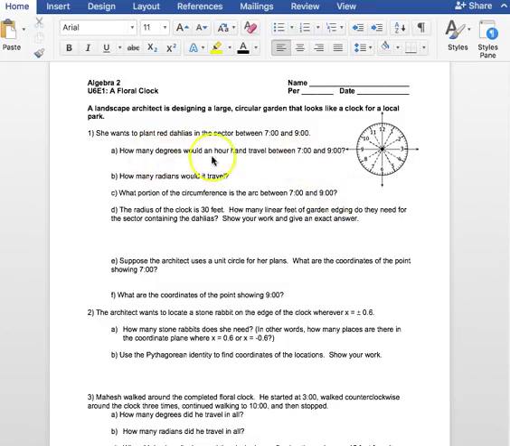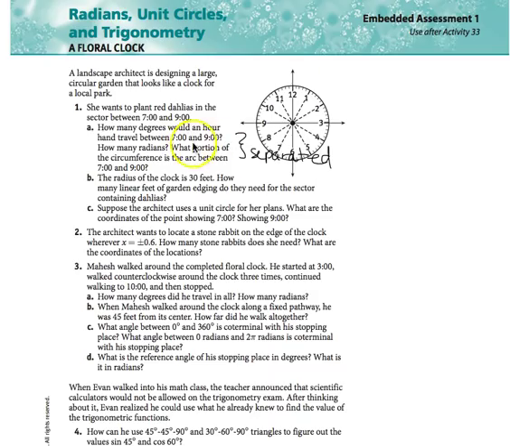So it asks, how many degrees would an hour hand travel between 7 and 9 o'clock? How many radians would it travel? And what portion of the circumference is that arc? So that's all the exact same questions that were there, but those are going to be separated into parts A, B, and C, which means then that the question that is asked in part B becomes part D on here because we've already done A, B, and C.